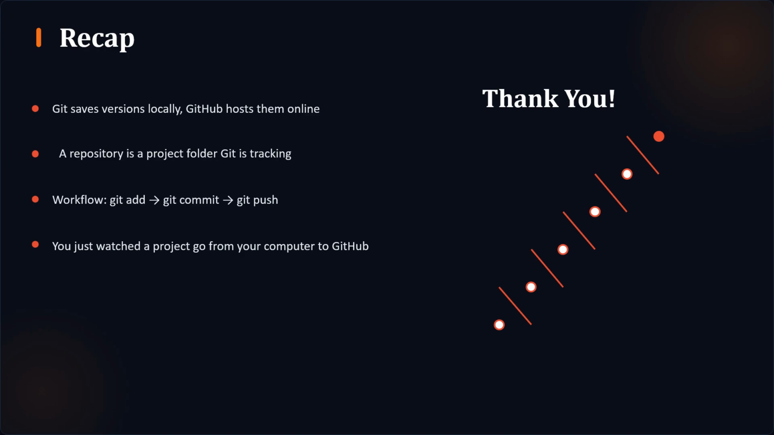We understood that Git saves different versions of a project locally while GitHub stores those projects online. We also learned that a repository is the place where our project files are managed. The basic Git workflow follows a sequence: git add, then git commit, then git push. And finally we saw how a project can be uploaded from our computer to GitHub. With this, we have completed the fundamentals of Git and GitHub.